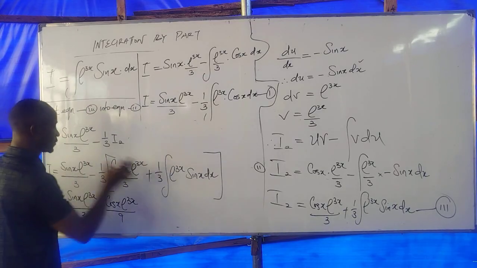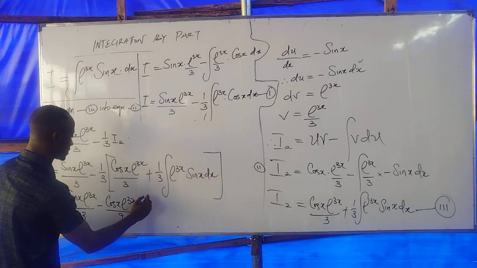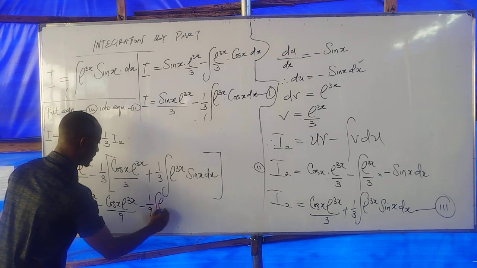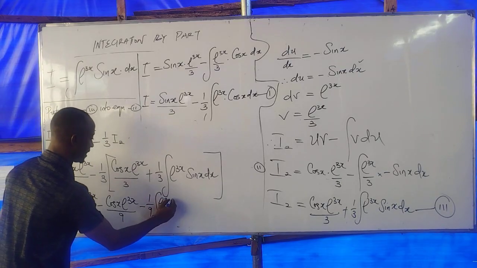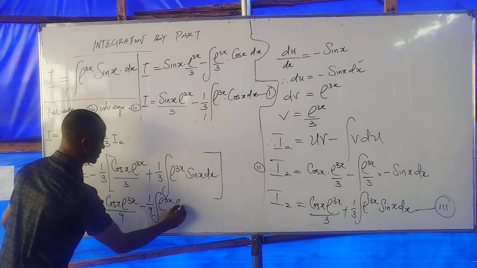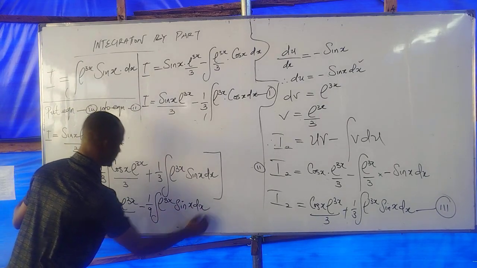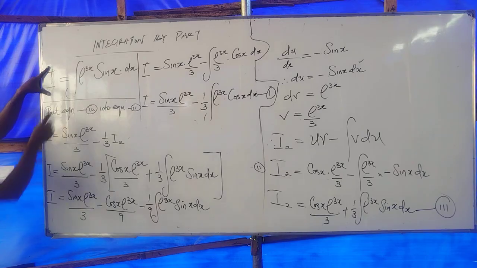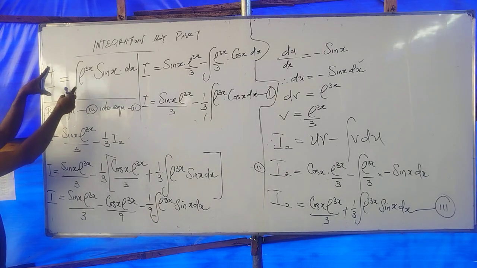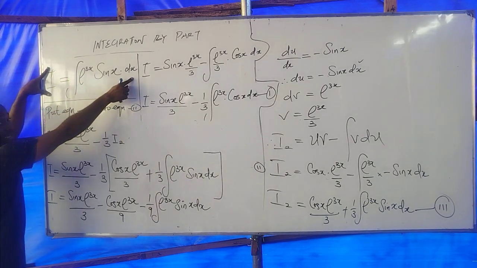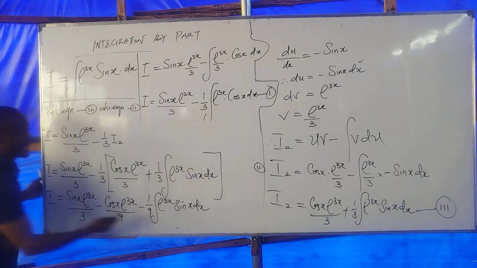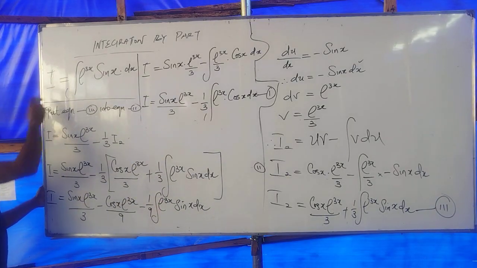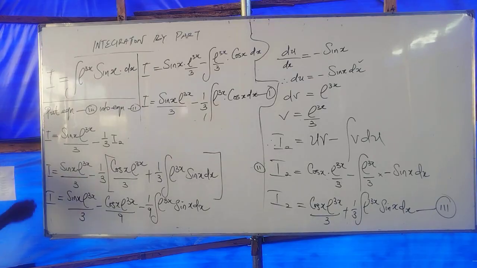This time this will give us what again? Minus 1 over 9, isn't it? Integral of exponential 3x sine x dx. Don't forget that we say that our I is the integral of exponential x sine x dx. Is it not so? That means I can replace the whole of this with what? With I. Is it clear? Okay.